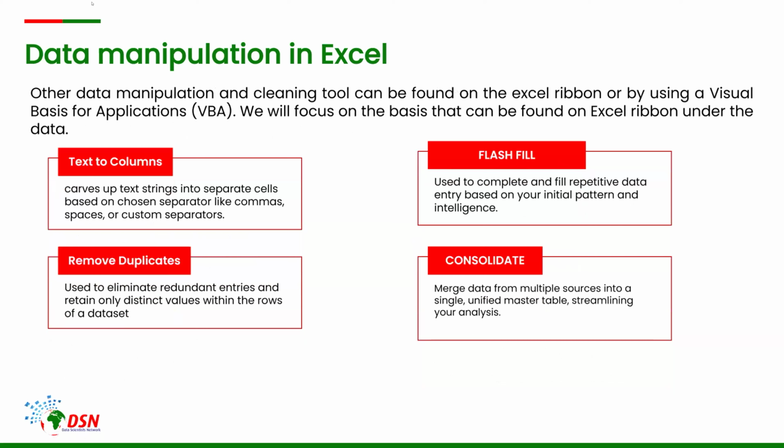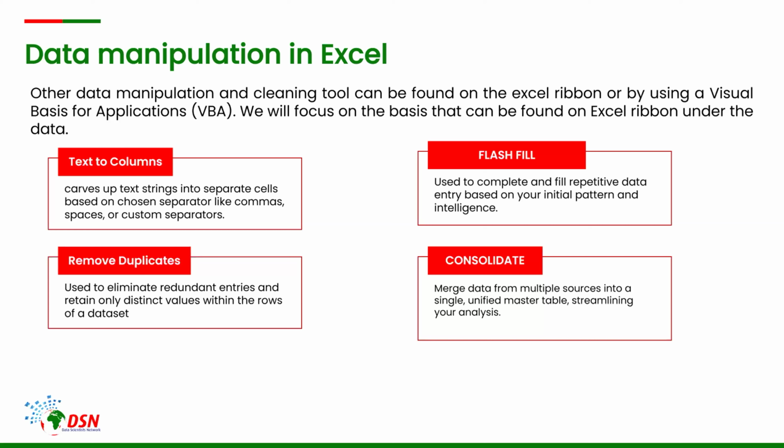But before that, these are some other things that we use for data manipulation. Text to columns, like all these other data manipulation and cleaning tools, can be found on the Excel ribbon. Like all these that I mentioned here, you don't have to write them as formulas. You can just click them and it will happen. They can be found in the Excel ribbon, or we can create a more advanced data cleaning process with Visual Basic for Applications in Microsoft Excel. There's an advanced function that is called VBA in Excel.